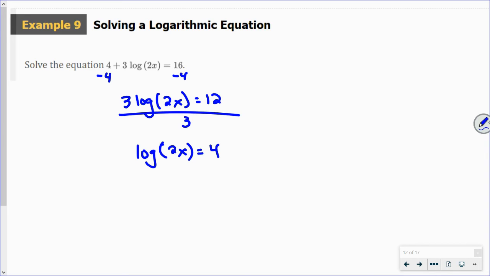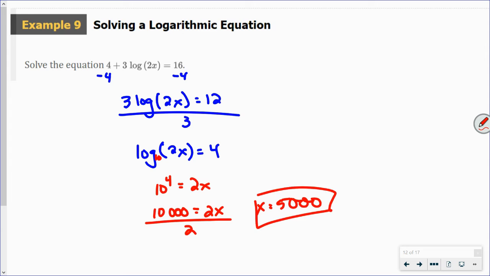And then I can rewrite it as exponential. So this is a base 10 here. So we have 10 to the 4th equals 2x. 10 to the 4th is 10,000 equals 2x. So if I divide that by 2, I get x equals 5,000. And when I plug 5,000 in, 2 times 5,000, that's a positive number, so we're good.